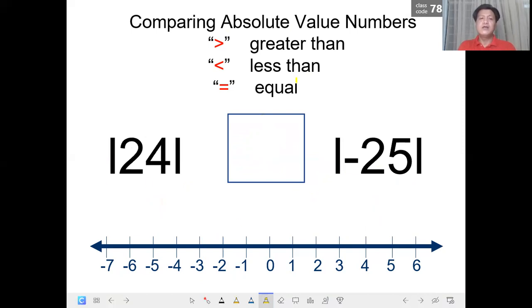Okay, so what, if you're going to put the symbol, syempre compare muna natin what is the absolute value of 24. Syempre 24. Lagay natin muna 24. What is the absolute value of negative 25? That is 25. So therefore, ano yung symbol na gagamitin natin? That is less than. Meaning to say, 24 ay mas maliit yung distansya niya compare natin sa 25.